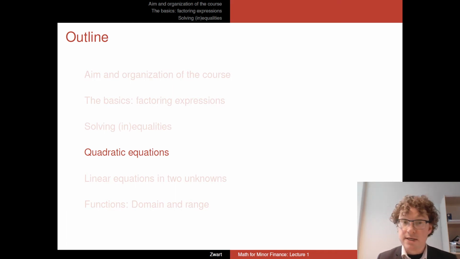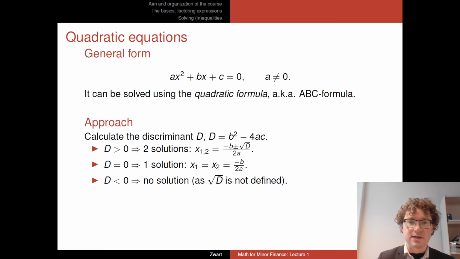Okay, so the next bit is quadratic equations. Just a reminder, what's a quadratic equation? Well, that's an equation in some variable x, in which x squared is basically the highest order term. So a typical form will be a times x squared plus b times x plus c, and the equation would say this equals 0.